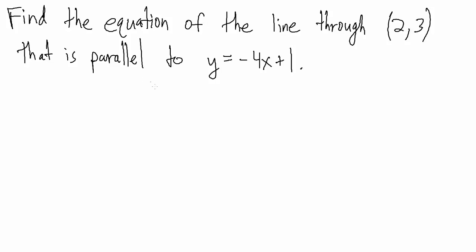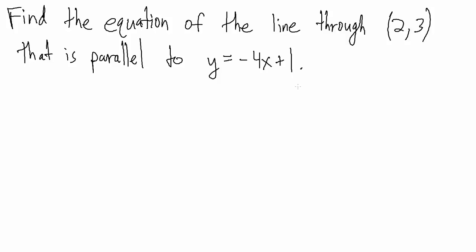Okay, so in this example, we're going to find the equation of a line that goes through a point and is parallel to another given line. So for this specific example, we want the equation of the line that goes through the point (2, 3) and is parallel to the line y equals negative 4x plus 1. So how do we do that?